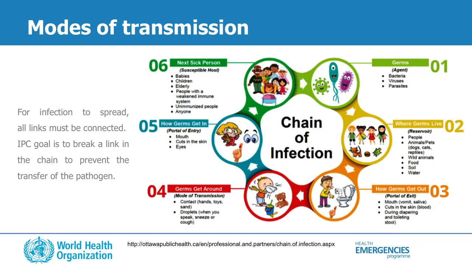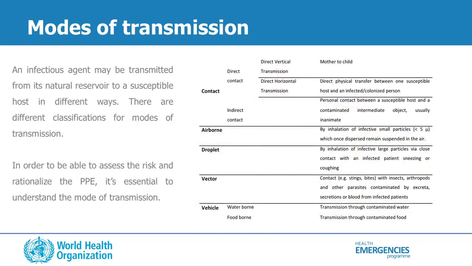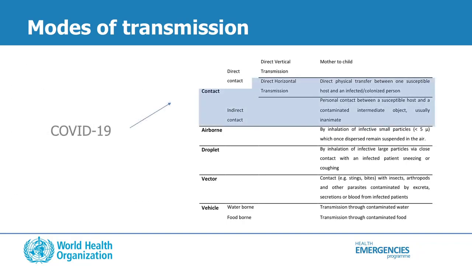And the infection prevention and control goal is to break a link in the chain to prevent the transfer of the pathogens. An infectious agent might be transmitted from its natural reservoir to a susceptible host in different ways. There are different classifications for modes of transmission. COVID-19 transmission can occur through three different modes.